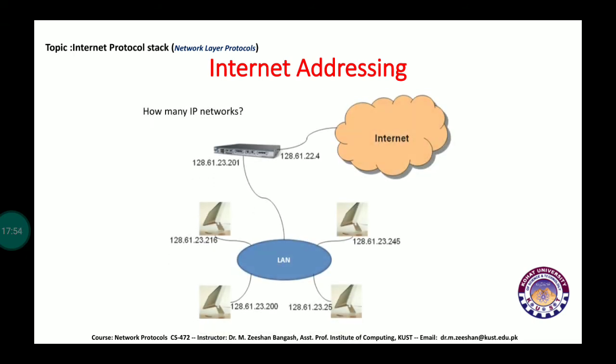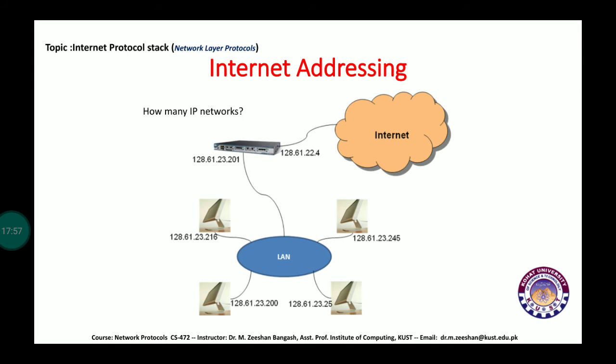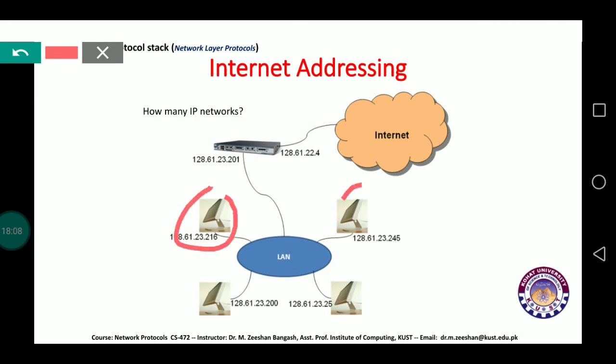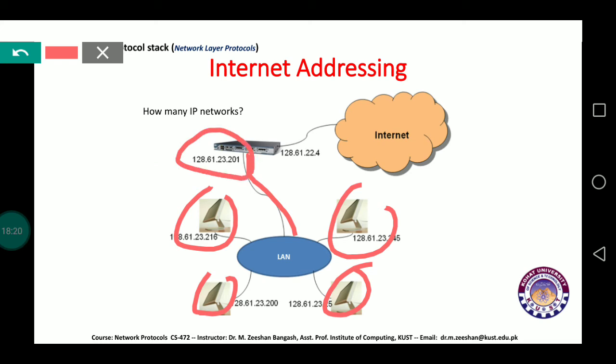So how many IP addresses? You can look into this diagram, that there's an internet, and then it's connected with a router, and this router is connected with a local area network, and then this local area network is connected with different computers having different IPs, and through this link it is connected. So you can notice the different IPs. However, in one local area network, the same scheme is followed for assigning addresses to different hosts.